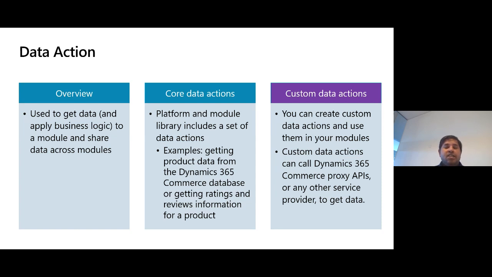There is a list of core data actions that are included with the Dynamics 365 Commerce Online SDK. These core data actions can be called from modules to do typical data retrieval. For example, core data actions can return product details, get customer details, etc. You can also create custom data actions to fetch and process data that is required by the modules.